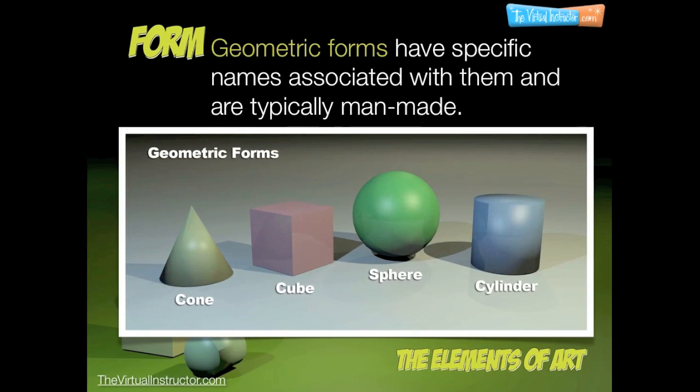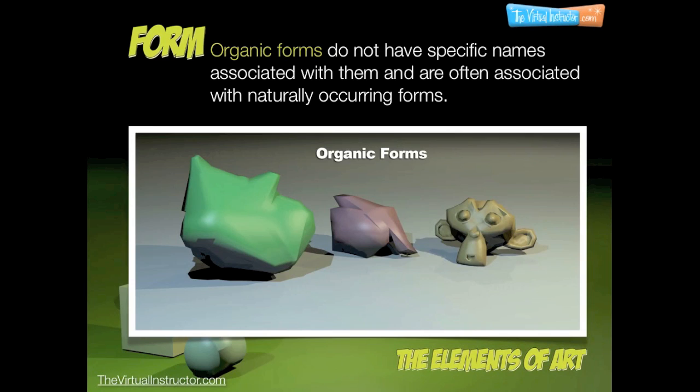Geometric forms have specific names associated with them and are typically man-made. These include a cone, a cube, a sphere, and a cylinder. Organic forms do not have specific names associated with them and are often associated with naturally occurring forms.